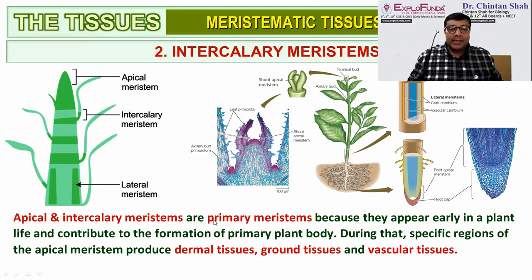Apical and intercalary meristems are primary meristems because they appear early in the plant's life and contribute to the formation of the primary plant body. During that, specific regions of the apical meristem produce dermal tissue, ground tissue, and vascular tissue. I told you in the beginning of the chapter that we have three systems: one is epidermal, another is the ground tissue system, and the third is the vascular tissue system. So it is being synthesized by these meristems.